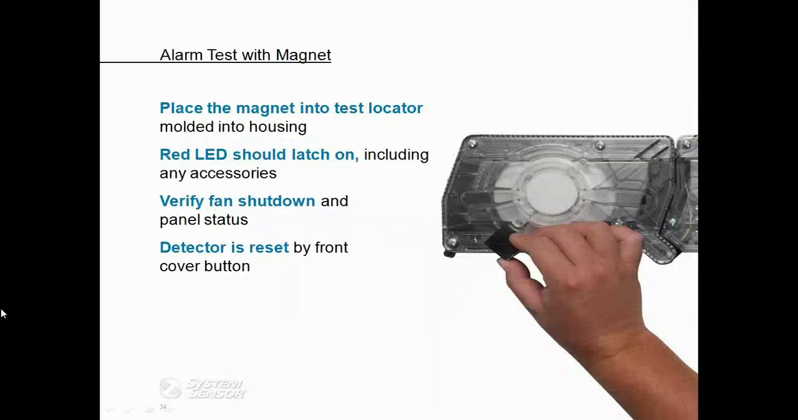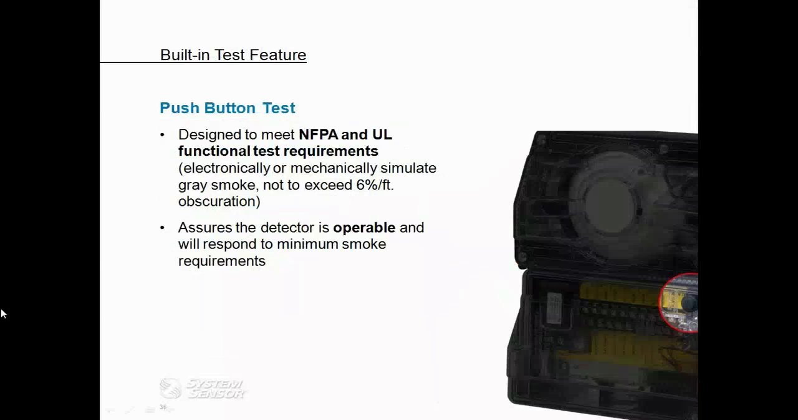All fans and equipment should also shut down, as well as a signal being sent to the fire alarm panel if the detector is tied to one. To do a reset after doing a magnet test, you would just press and release the test button, which is on the power side of the detector.